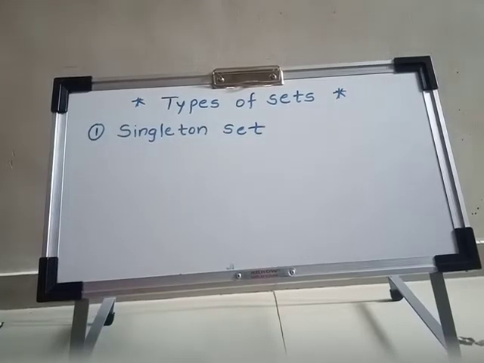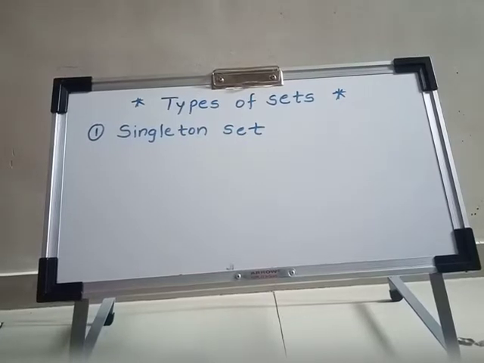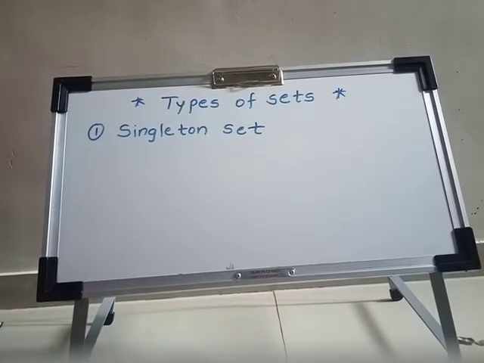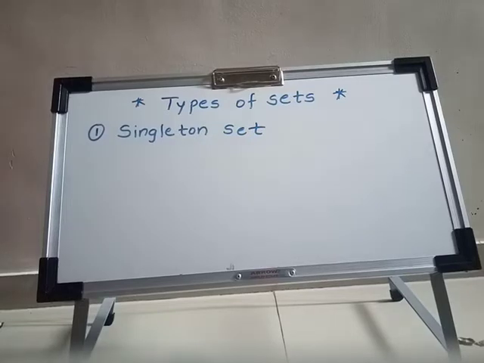Hi friends, today we see types of set. What are the types of set and what it means? In the previous lecture we saw sets and the methods of writing a set: listing method and rule method. A set is a group of elements. Now we see the types of set.